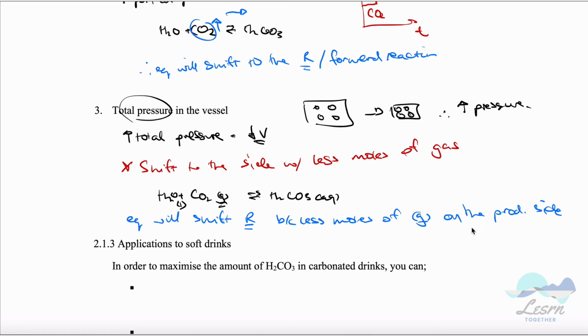And how does this help the system? Well, what we're essentially doing is taking that excess gas and shifting it, because we've increased the total pressure in the system, so we need to decrease the pressure again. So how do we do that?